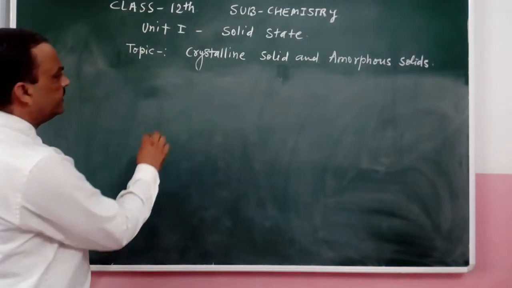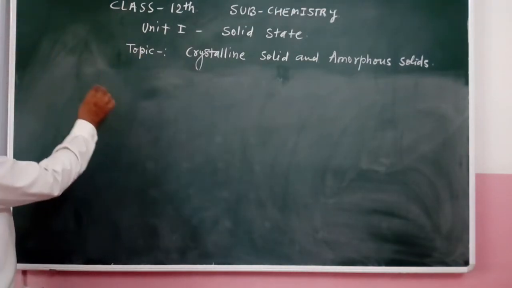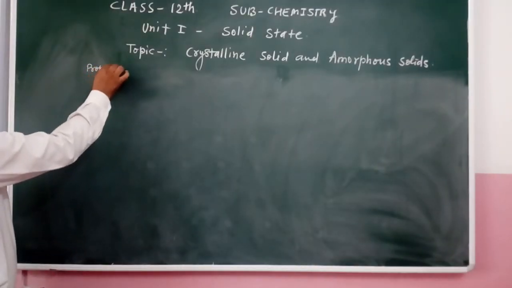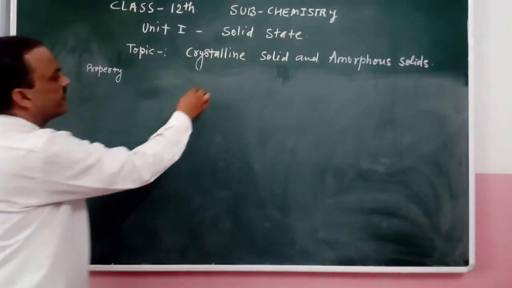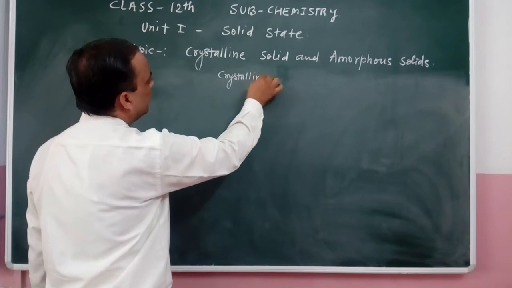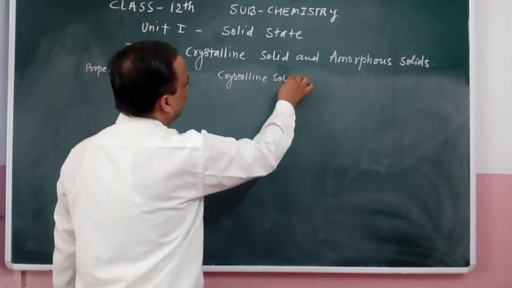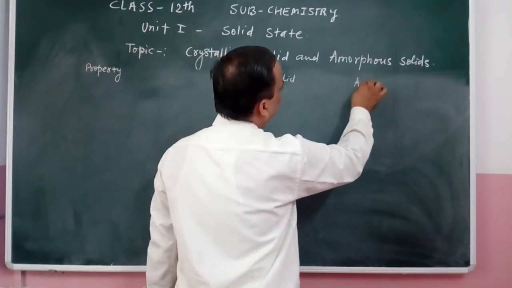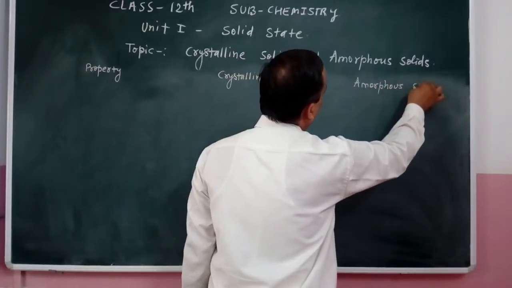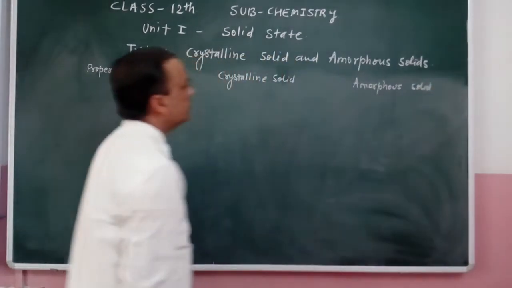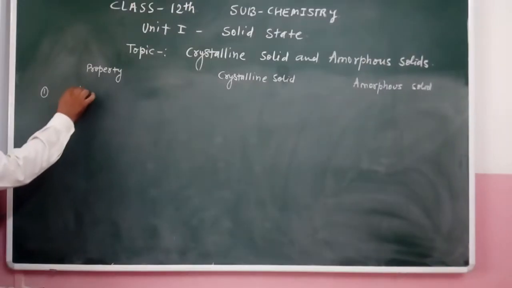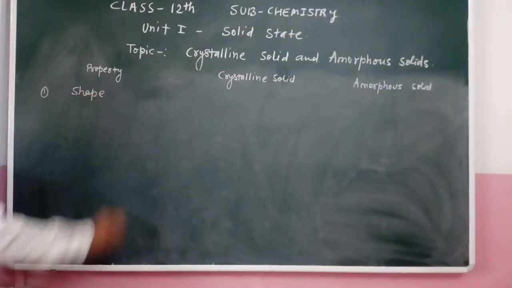So for this we have a comparative table, in which we start with the property. Here we have crystalline solid, and here we have amorphous solid. The first property is related to the shape.